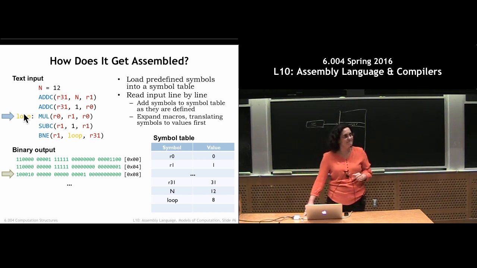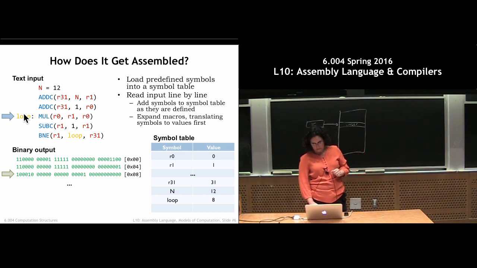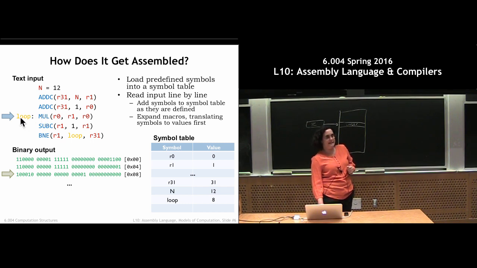Yes? No, this is an actual value of it. So in other words, the symbol R0 is always equal to 0. The symbol R31 is always equal to 31. And the symbol loop is equal to 8. And the way that we figured out that it's 8 is because if we start counting here at address 0, we saw that the ADDC is at address 0. The next instruction is at address 4. And the instruction after that is at address 8. Remember that loop is just the address of where the multiply instruction is going to go. So the value of loop is 8.